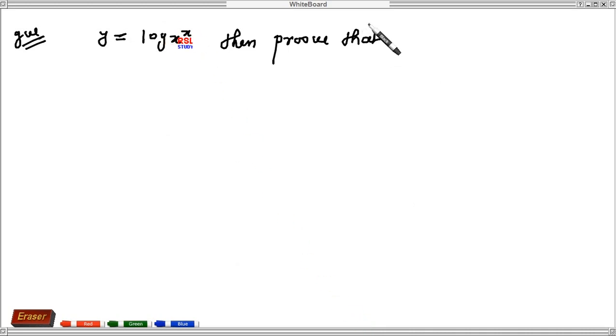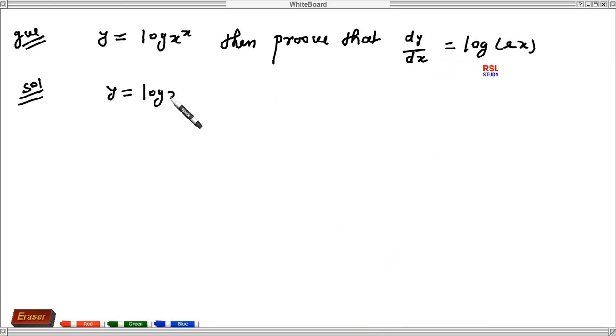Differentiate y equal to (log x) power x, and then prove that dy by dx will be (log x) power x times log(ex). So the question is like this. You should know that when nothing is written for the base of the log, you will assume the base of the log is e.